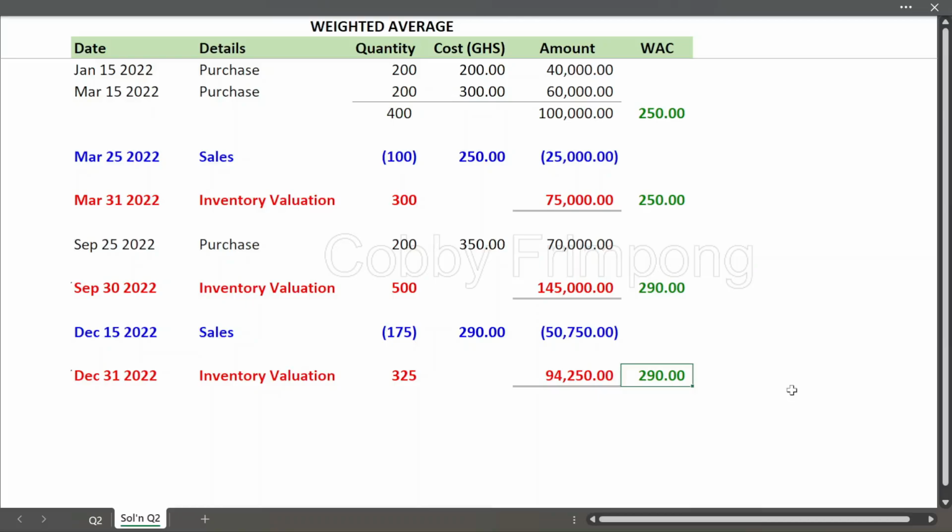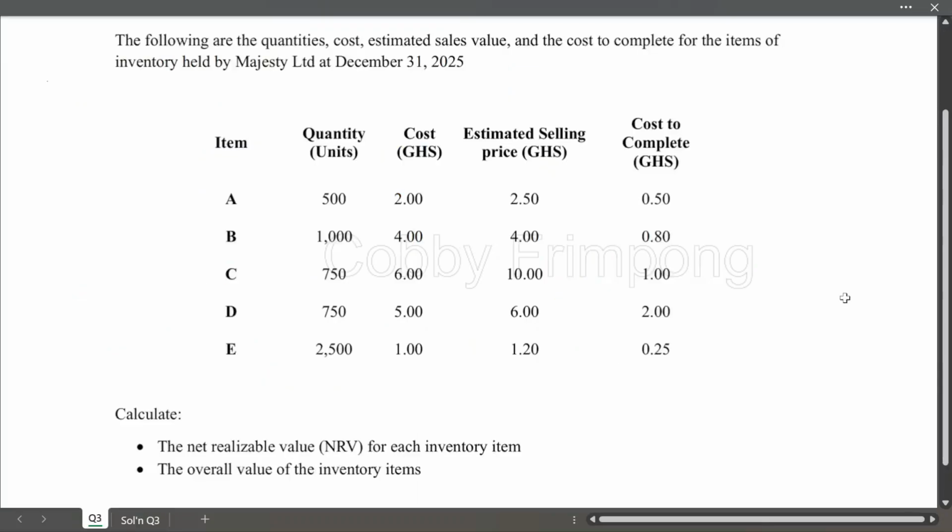We move on to question 3, where we will learn to apply the lower of cost and net realizable value rule. Question 3. The following are the quantities, cost, estimated sales value, and the cost to complete for the items of inventory held by Majesty Limited at 31st December 2025. We have our items A to E, the quantities in units, and then the cost, estimated selling price, and cost to complete, all in Ghana cedis.